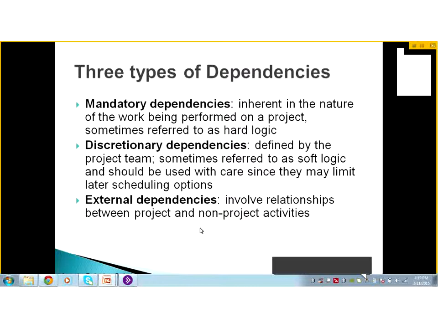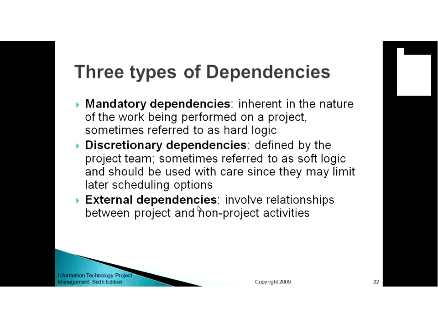And external dependencies are a relationship between project and non-project activities. For example, if a person you want to work on a particular activity is not available, then this is an external dependency. Or you want to work on an activity, but the equipment or the infrastructure required for that is not available at that time. So it is depending on the availability of that infrastructure. So this is the non-project activity. These are called external dependencies.